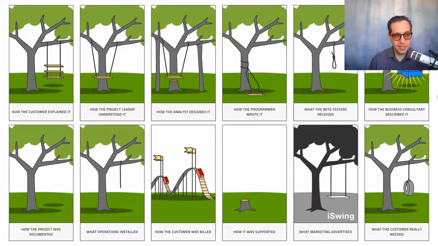So the second picture is how the project leader understood it. Even if the customer describes something, the project leader doesn't necessarily understand all of what's been said. Then there are further communication issues, like how the analyst designed it, how the programmer wrote it, and then what the testers received, of course, is something else again. And the sales department, the business consultant, of course, describes it as a much more fantastic thing than it actually turns out to be.